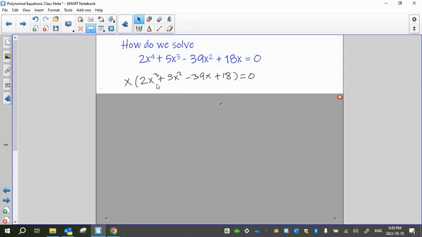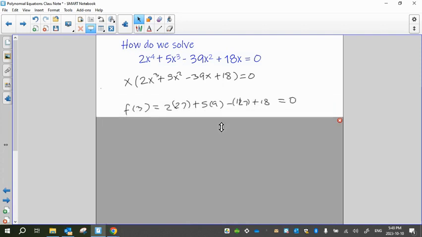Now we need to repeat the process we did before to factor this cubic portion. In other words, find factors of 18 that would produce a remainder of 0, do our division to find the factor and the other factor that we need. So in this case, we're just focusing on the equation inside the bracket.